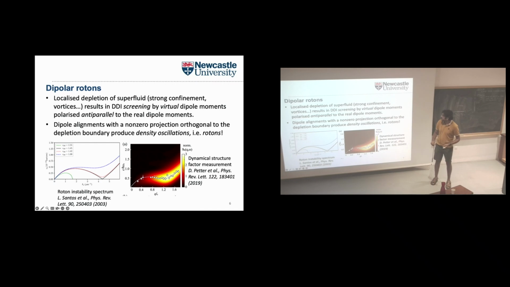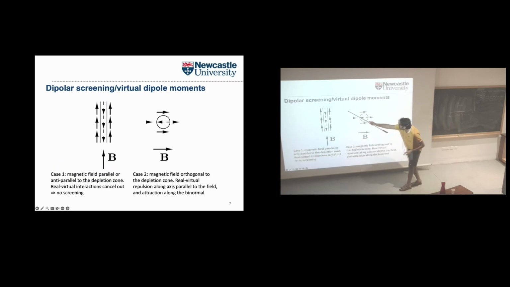I did mention rotons in the very first slide, but I'll have to talk about that a little bit more, because in a dipolar BEC, you can think about the existence of rotons as being due to basically a localized depletion of superfluid. Actually, I'll skip to the next slide so that I can explain what's going on. Consider a depletion of superfluid in this zone over here in the middle. You have superfluid on the left and the right, so the dipole moments are pointing up, parallel to the magnetic field. But analogous to the condensed matter system, where in a positively charged gas of charges, you can consider vacancies of the charge as being negatively charged holes.